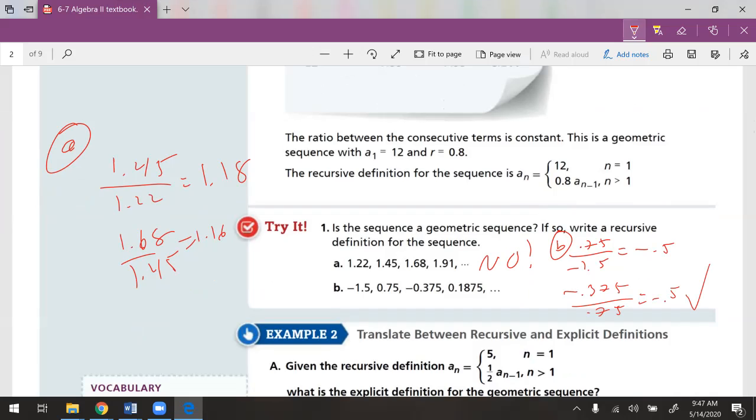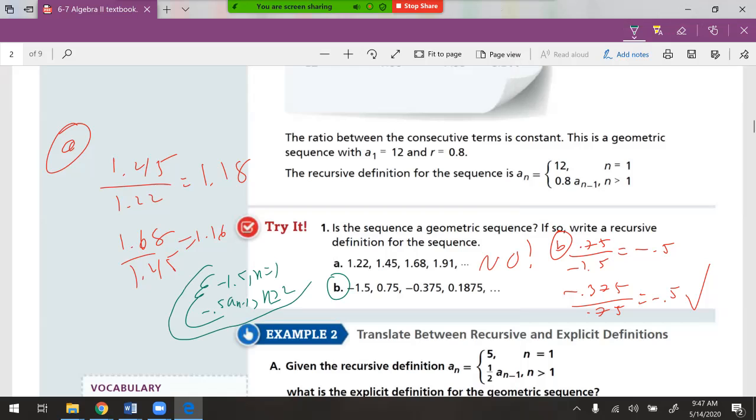So I'm going to put the answer over here for part B, and I'm going to put this in, let's go vomit green. If I put the recursive stuff here, we start with negative 1.5 when n is equal to 1, and I multiply the next number by negative 0.5. So it's negative 0.5 times a sub n minus 1 when n is greater than or equal to 2. Okay, there you go. Not difficult.